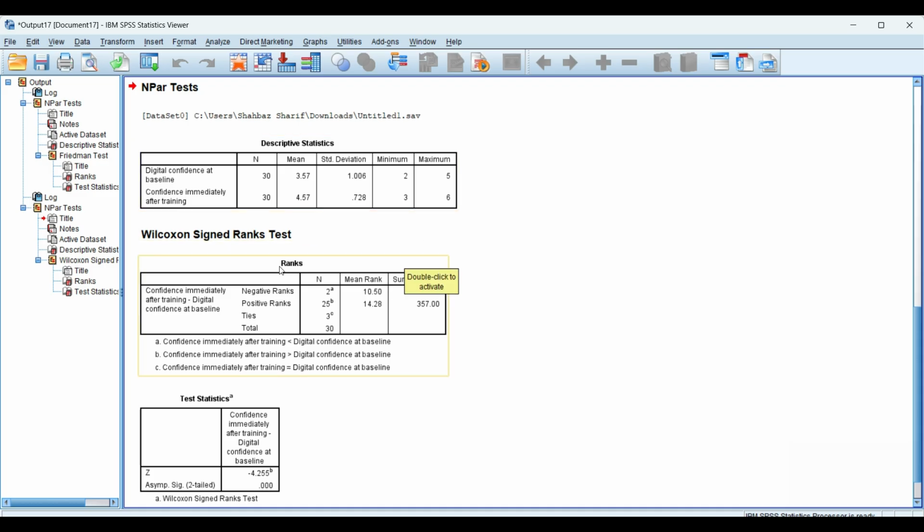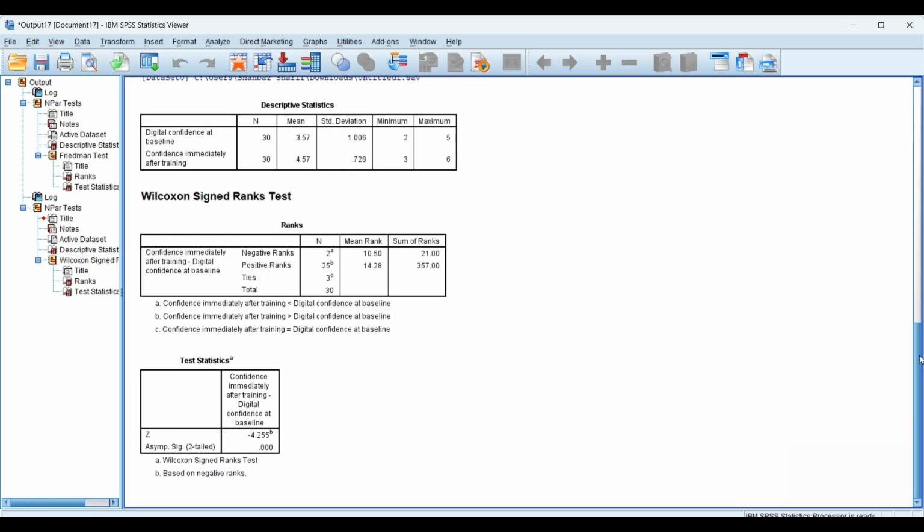And as well, you can refer to the Wilcoxon signed rank test and see the ranks in this table, where we can find 25 positive ranks, 2 negative ranks and 3 ties. It means 25 participants reported higher confidence and only 2 reported lower confidence and 3 reported no change. So we also see the test statistics, z-value and the p-value 0.000.